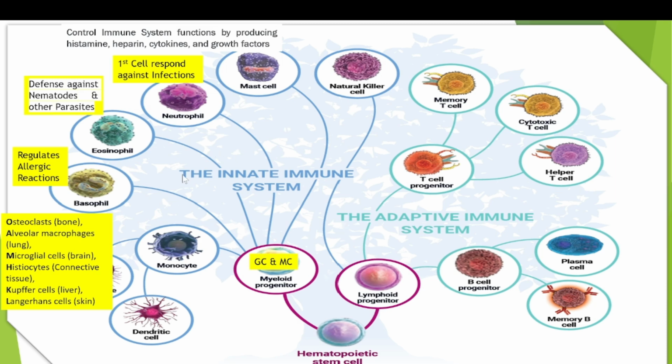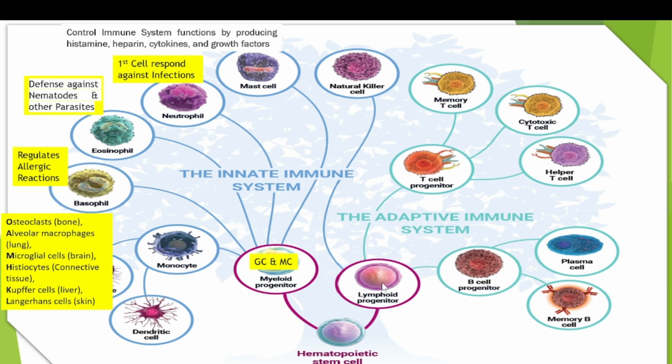So these are the different types of cells derived from myeloid progenitor cells. Myeloid progenitor cells further divide into granulocytes and monocytes. Granulocytes are basophils, eosinophils, neutrophils, and mast cells, whereas monocytes further divide into macrophages and dendritic cells. Macrophages and dendritic cells are popularly called antigen presenting cells. Based on tissue localization, macrophages are named as different types, but the function is the same, that is antigen presentation. This is about myeloid progenitor cells.